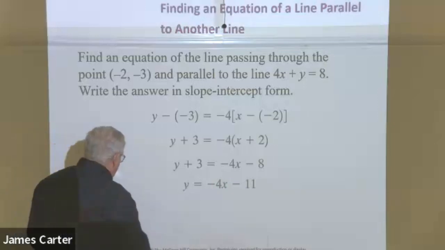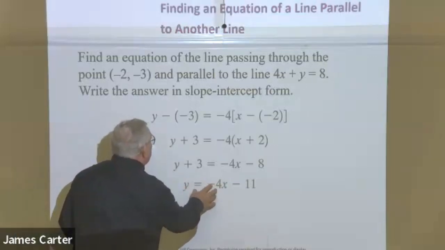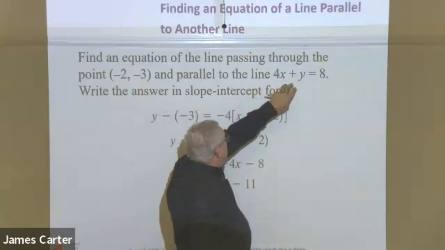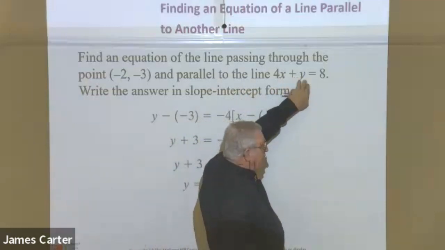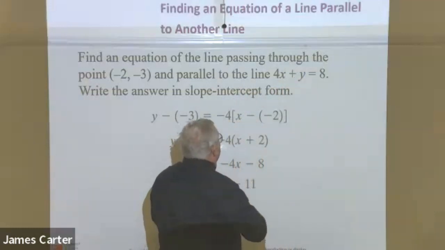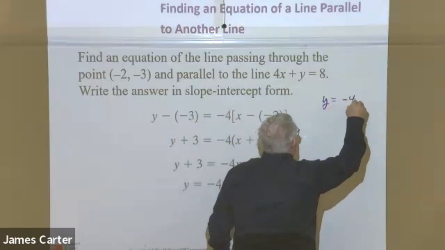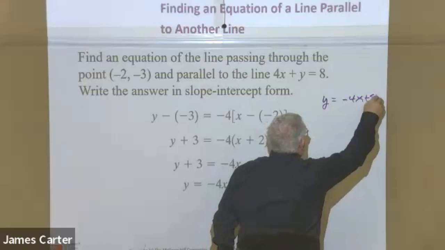So what that means is this is the equation of a line going through this point that is parallel to that one. And we could graph those. Over here we had y equals negative 4x plus 8.